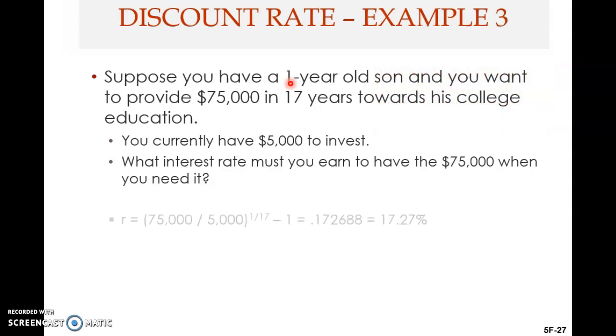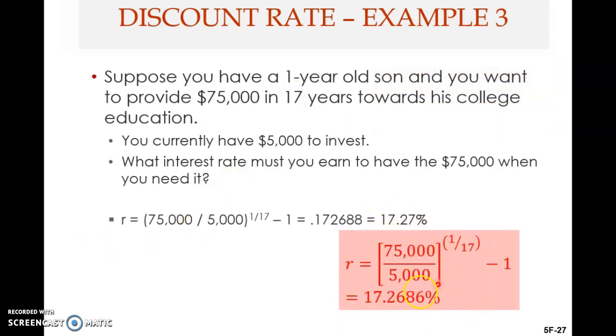Okay, so we continue. We use the formula: the future value divided by the present value, all this raised to the power of 1 over n, then you minus 1, you get the r. So in this case, 75,000 divided by 5,000, raised to the power of 1 over 17, then you minus 1. So you get 17.2686%, roughly 17.27%, as stated here. That is the interest that you must earn.